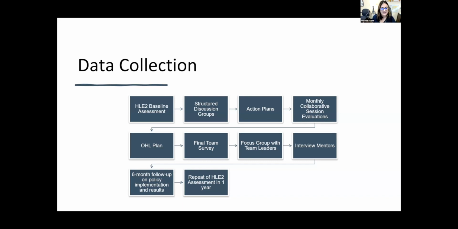As I mentioned, I'd like to do some follow-up. This will be outside of our grant period, but I'd like to follow up with the organizations to see what kind of results they're getting from their policy implementation, and then ideally have them take that baseline assessment again in a year to see if what they did as part of this program has affected what their initial baseline assessment showed.